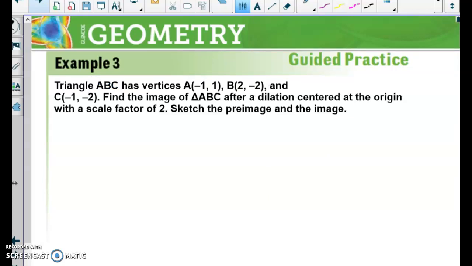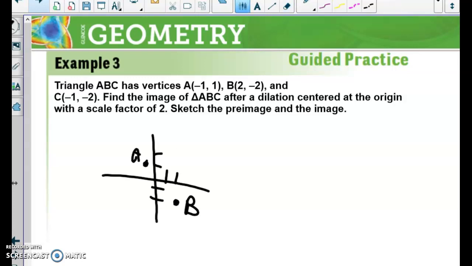Sketch the pre-image and image with a scale factor of 2. So if I start with -1, 1, there's my A. B is at 2, 2, there's my B. And my C is at -1, -2, so there's my C. And we want it to be a scale factor of 2. So my A prime would be at -2, 2, right there, and B prime at 4, -4, so it would be over there, and C prime would be at -2, -4, so there, and it would look like that. All right, that's good enough for section 7.1.